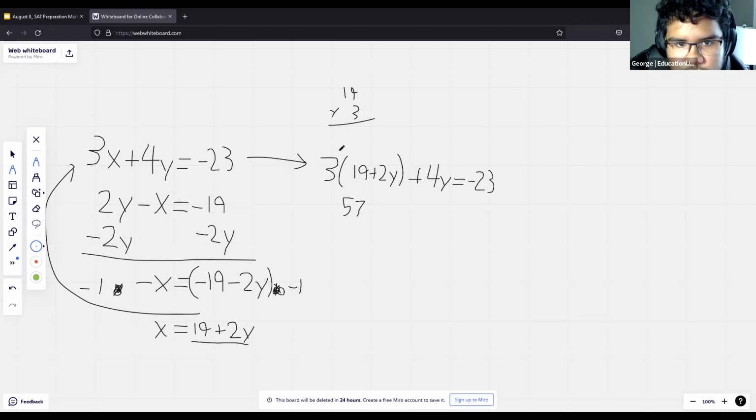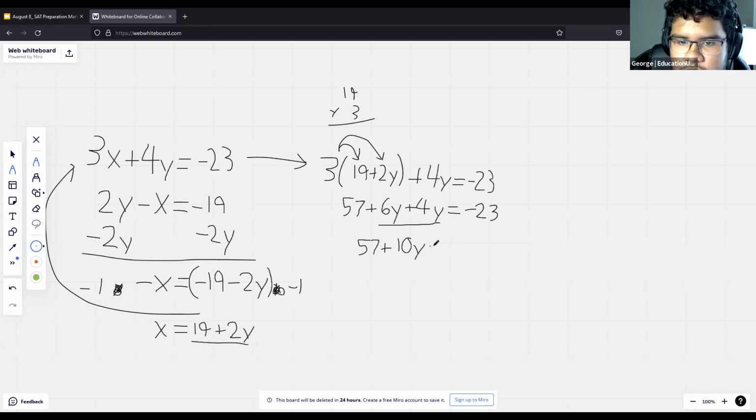As you can see, we multiply the 19 by 3, and then we must do the same to this 2y here. So we get 3 times 2y, and that equals 6y, because 3 times 2 is 6. So we have 6y, and then we have the rest of the equation that we already knew, plus 4y equals negative 23. When you combine these together, you end up with a nicer looking equation, 57 plus 10y equals negative 23. Oops.